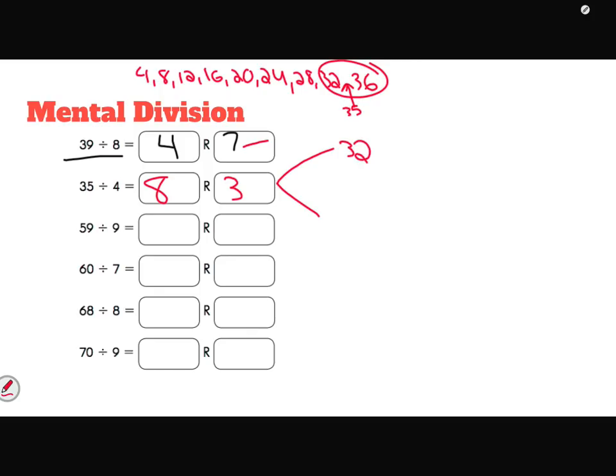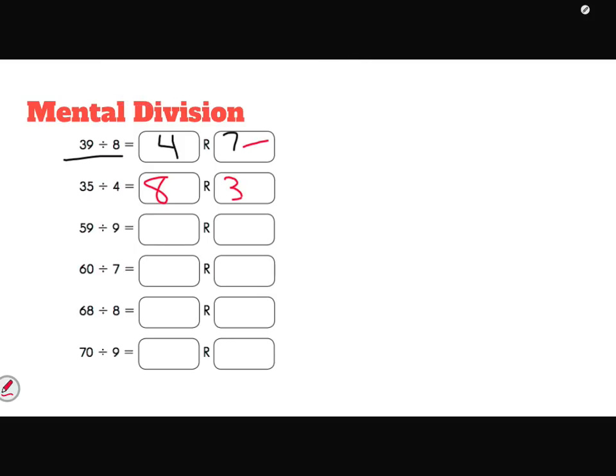I'm going to pick my fact of 32 divided by 4, which is 8. And I'm going to pick the other fact, which is 36 divided by 4, which equals 9. And I can see that this number falls in between. Okay? The next one I'm going to do is 59 divided by 9.